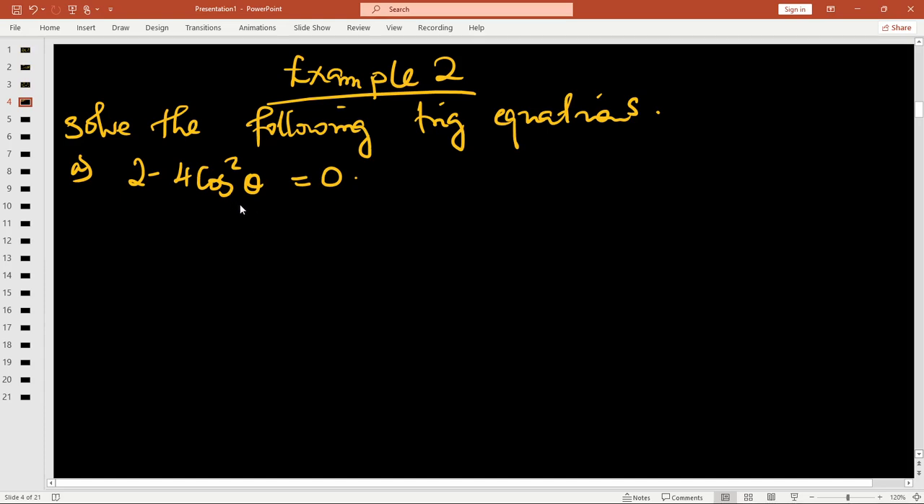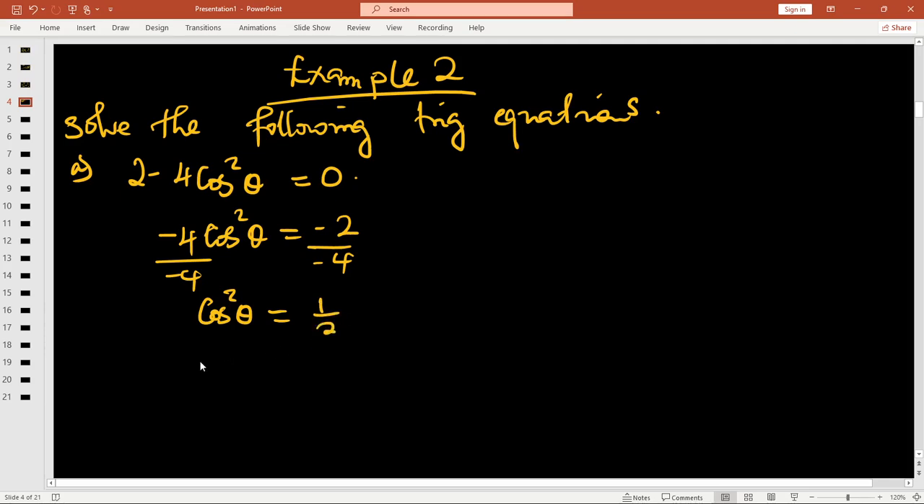When you look at this, the function is being raised to the power 2, so we're talking about the case 2 that we talked about earlier on. What we simply do here is take this to the other side, then we're going to have negative 4 cos squared theta is equal to negative 2. Then we divide both sides by negative 4. Then we're going to have cos squared theta is equal to half, which is the same as cos squared theta equal to 0.5.